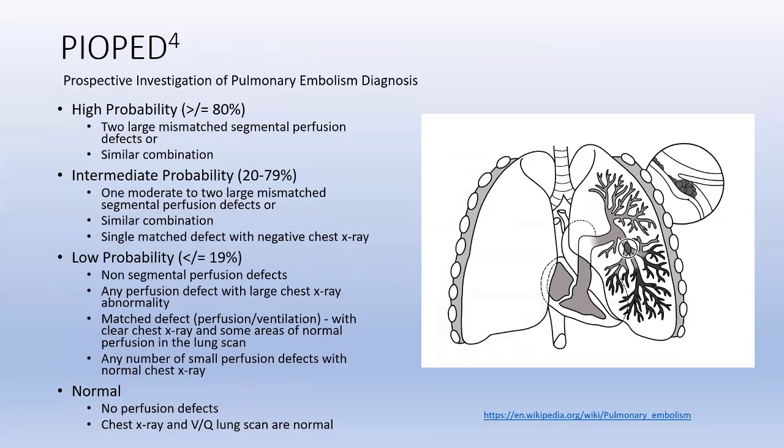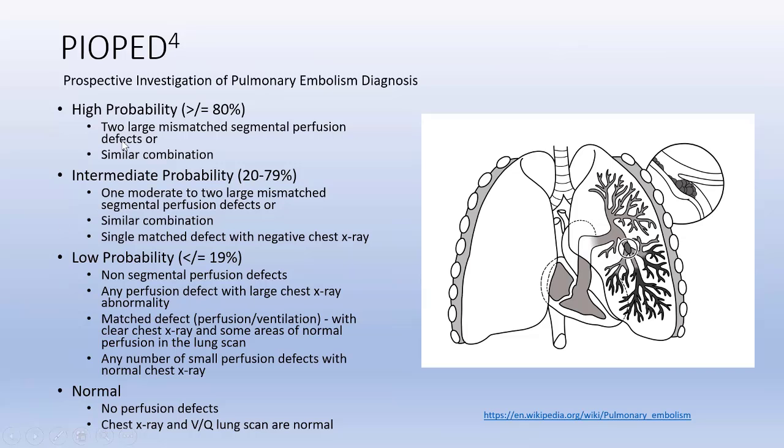PIOPED. Just a brief discussion, very, very brief. We're not here to diagnose disease, but we're here to talk about high probability, intermediate probability, low probability, and normal. So in a ventilation perfusion lung scan, we talk about it in probability. We don't say that yes, they have PE or no, they don't have PE. We say it's highly probable or lower degree, depending on where all this falls.